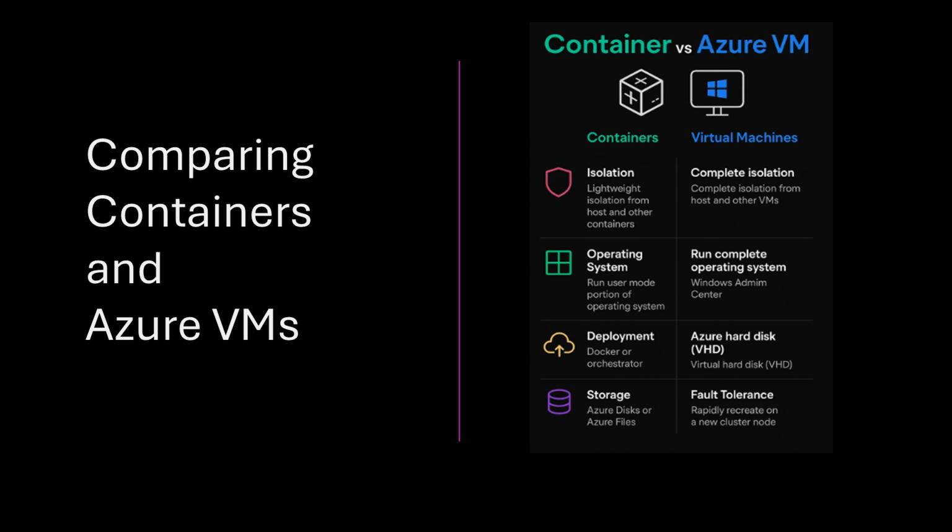If a container hosting node goes down, the orchestrator, like AKS, can quickly recreate your container on another node with minimal disruption. VMs handle failure differently. The VM can fail over to another host in the cluster, but the operating system needs time to reboot, which can cause delays.